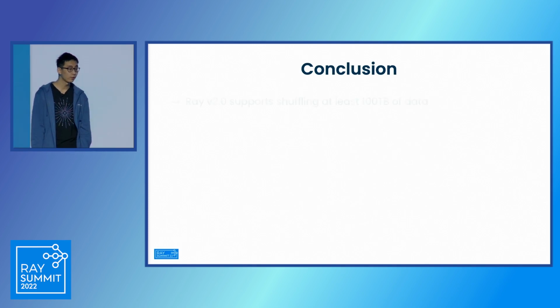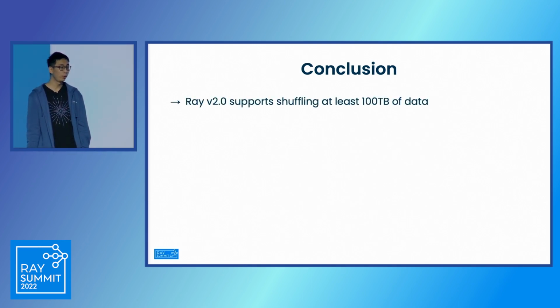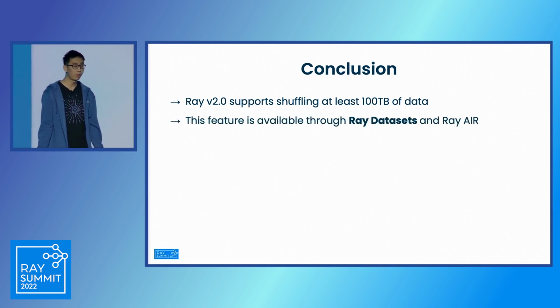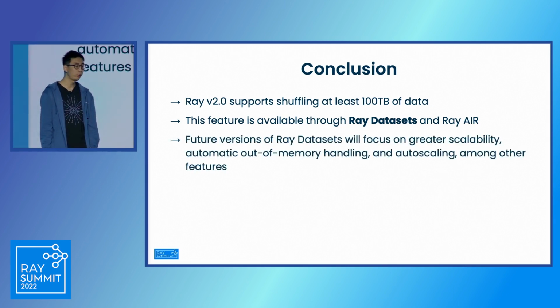So to summarize, with Ray 2.0, it supports shuffling at least 100 terabytes of data. And it is now available through Ray Dataset and Ray AIR. In the future, we will focus on greater scalability, automatic out-of-memory handling, and auto-scaling, among other features.